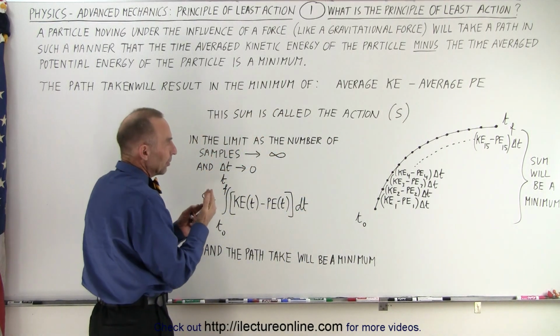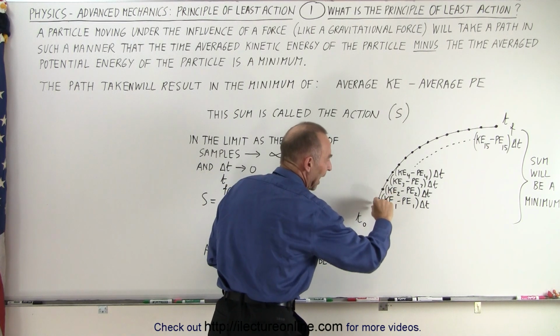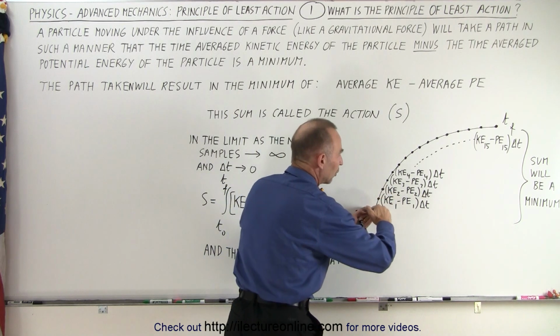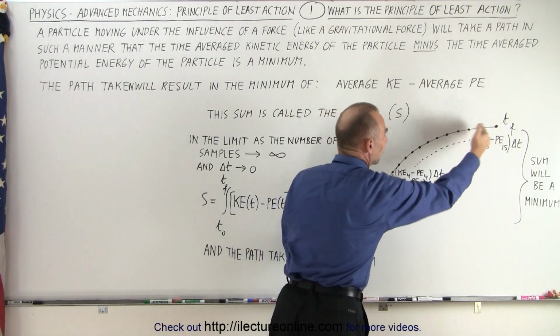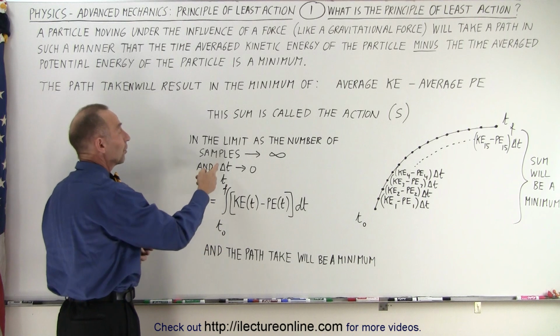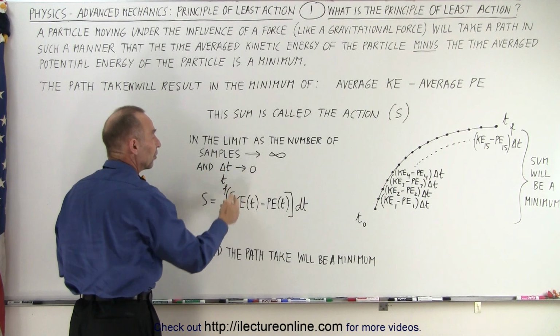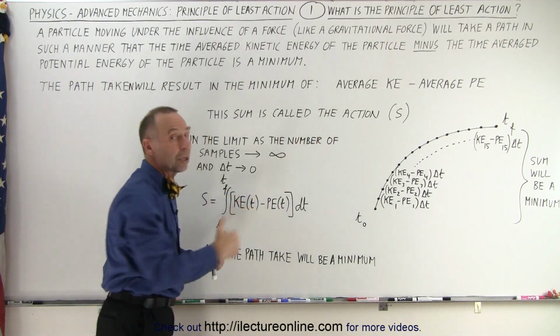So now in the limit, if we take more and more samples, we take the individual sections of the path smaller and smaller and smaller, so that in the limit we take an infinite number of samples where delta t becomes equal to 0 or approaches 0. So again, we make the number of samples go to infinity, we'll let the delta t go to 0, and then that summation will then become an integral.